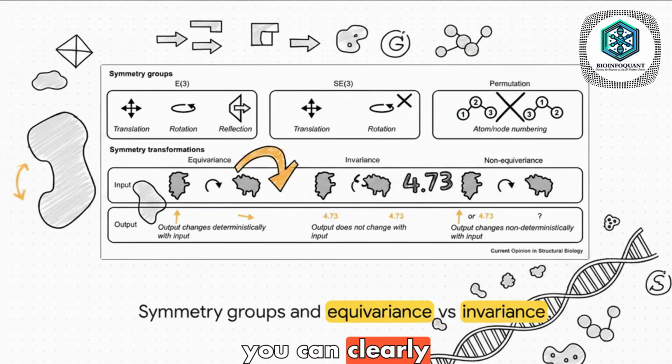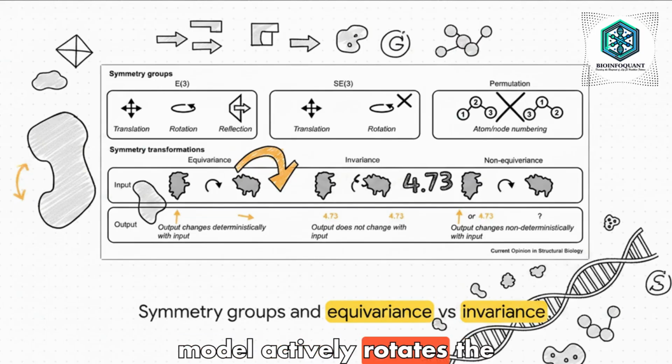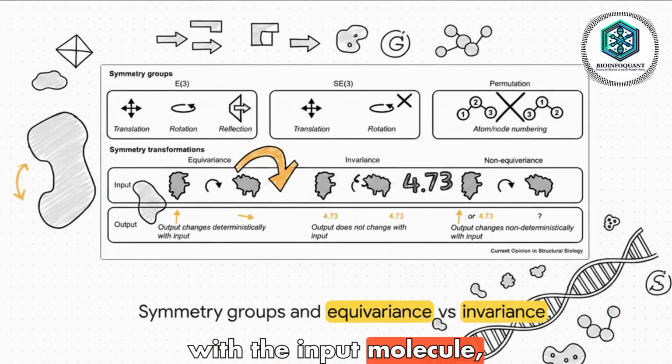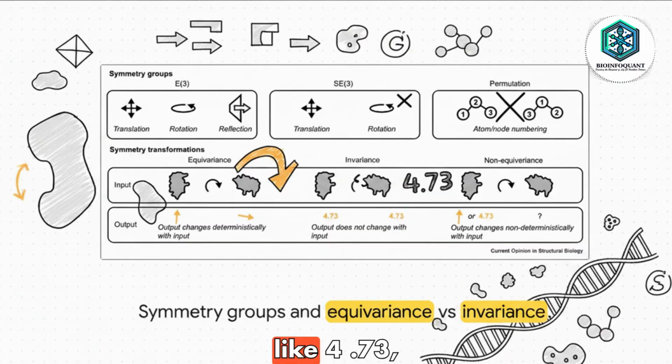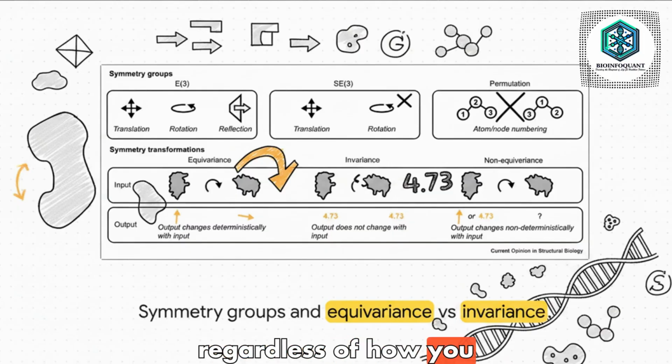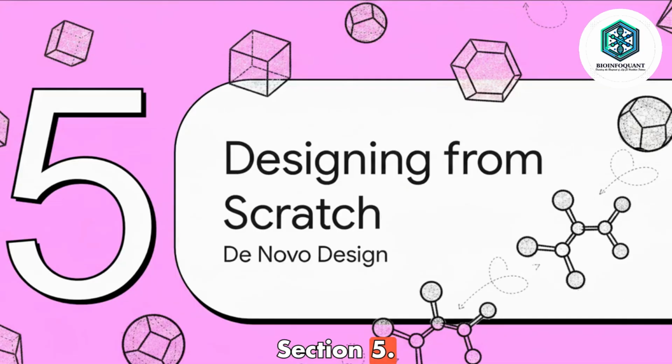And below that, you can clearly see how an equivariant model actively rotates the output vector right along with the input molecule, while an invariant model just stubbornly outputs the exact same scalar number, like 4.73, regardless of how you spin the molecule. Section 5.